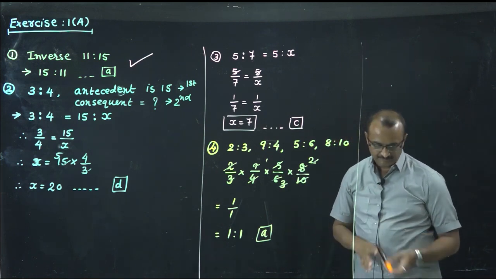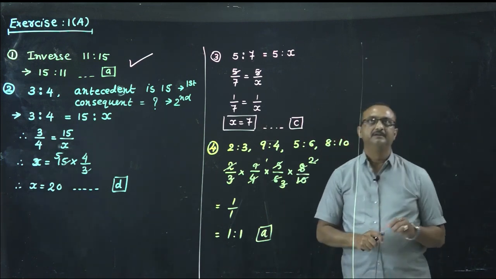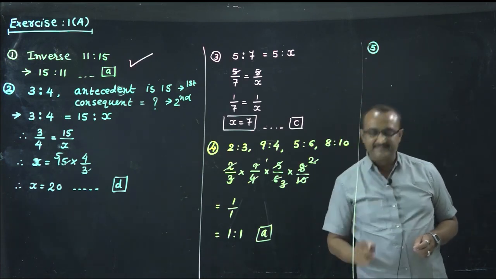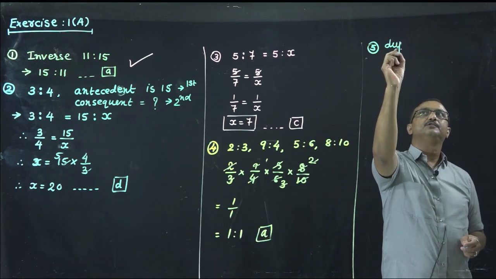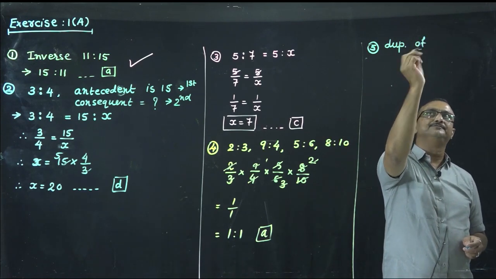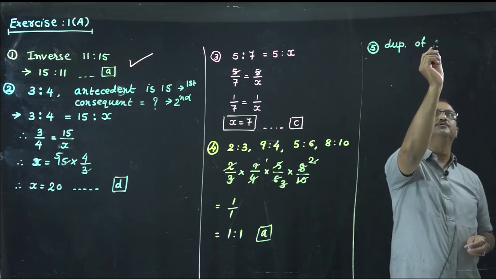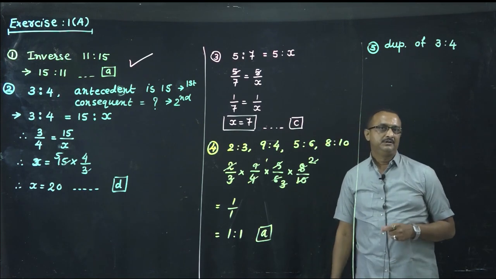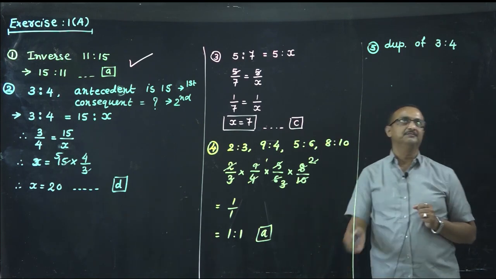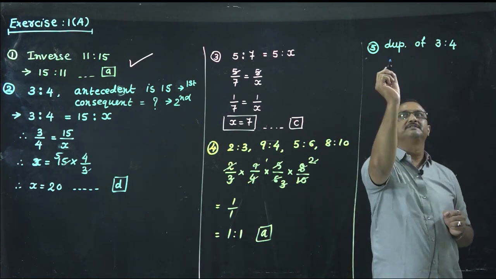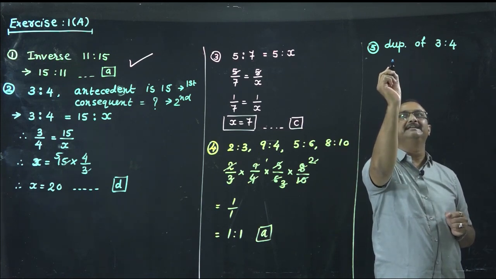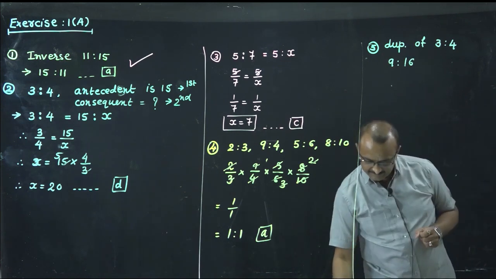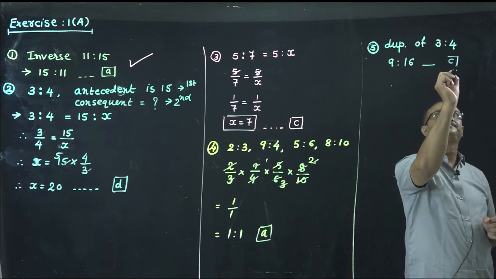Now question number 5. It is also very easy. The question is asking for the duplicate ratio of 3 is to 4. Everyone knows what a duplicate ratio is. Duplicate ratio is nothing but the square of the two terms. The duplicate of 3 is to 4 is 9 is to 16. And option C is the correct answer.